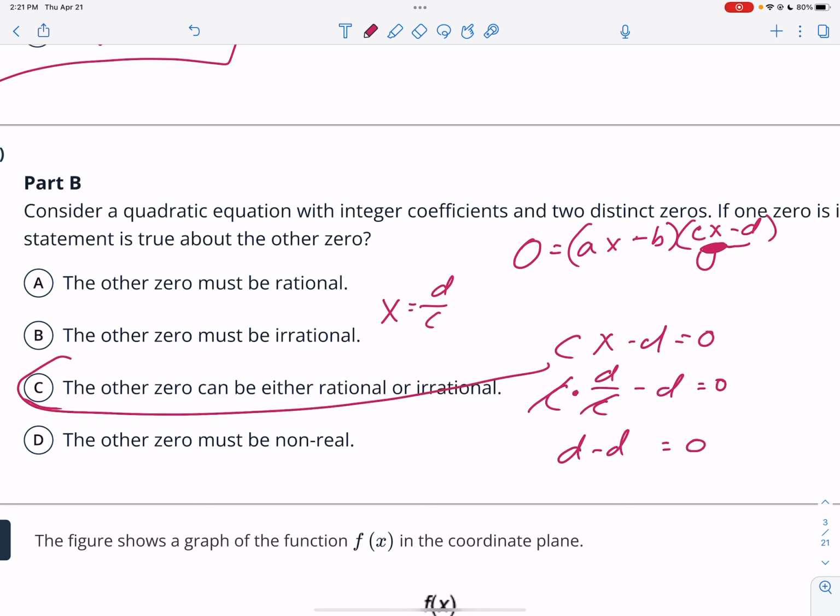So your answer ends up being C, because at the end of the day, you're going to end up getting 0 right there. You can take an irrational number and subtract itself and still get 0. It's the only way that it works right there.